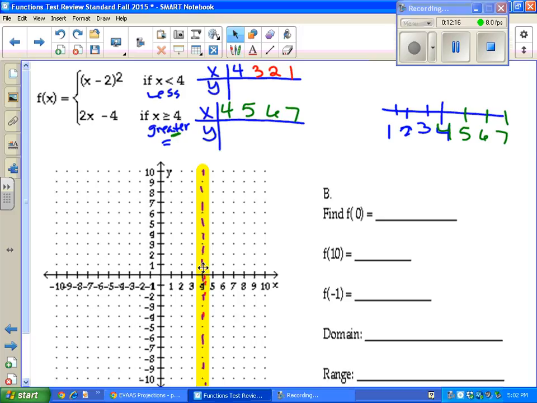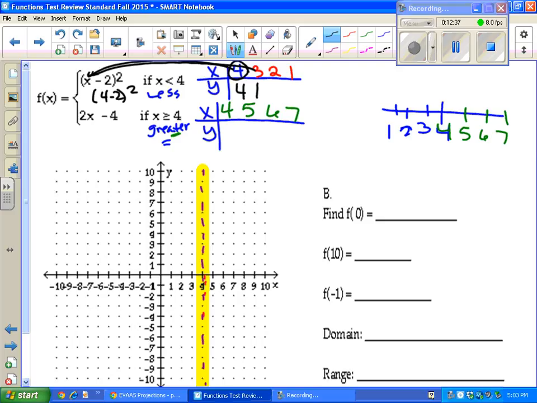Okay, hopefully we've picked up by now that in order to get our y's, we take our x's and put them in here. So 4 in parentheses, that's 4 minus 2, square the answer. So 4 minus 2 is 2, 2 squared is 4. Put 3 in here, do the same thing. 3 minus 2 is 1, 1 squared is 1. 2 minus 2 is 0, 0 squared is 0, and 1 minus 2 is -1, but -1 squared is negative times negative, which is +1. Okay, we now have our values for our top piece.